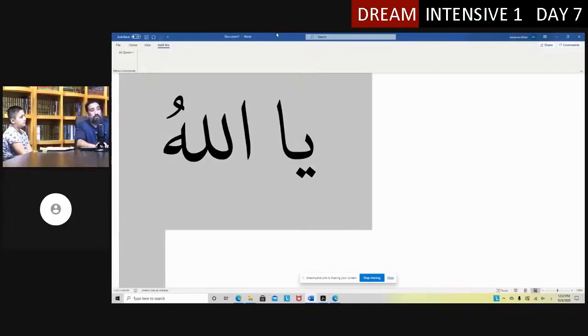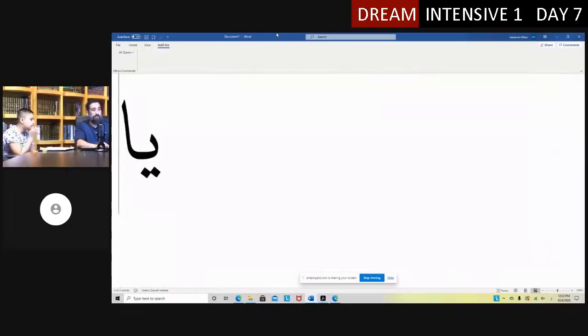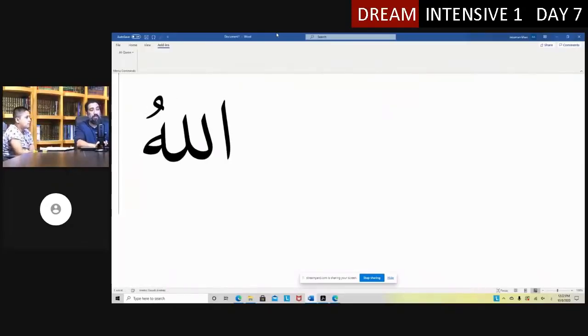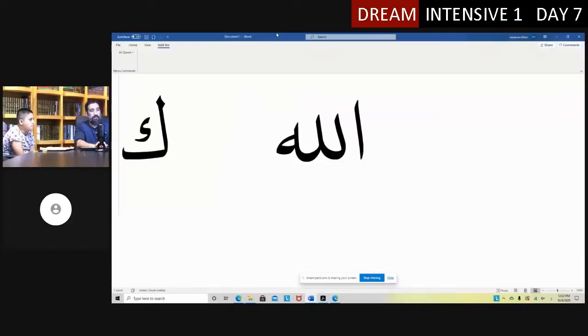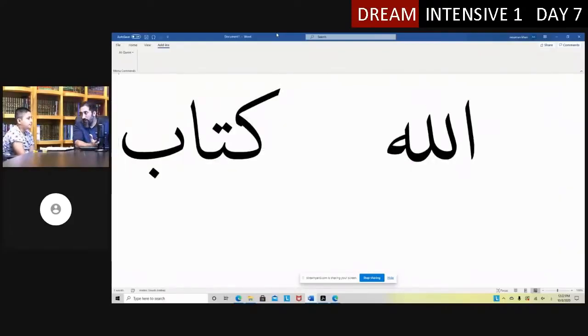Now we know that it doesn't have Al in the beginning, right? So let's compare it to another word, just so you can see how unique it is. So Allah, and I'll take the word, let's just say kitab, a regular Arabic word.